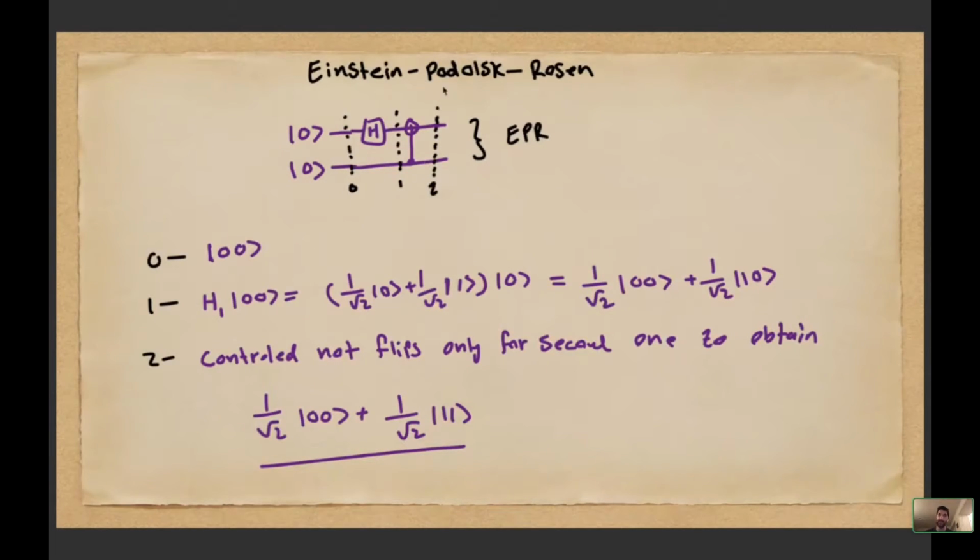Again, we break it up into time steps and we look at each time step what our state is. So at the 0th time step, we just have the 0, 0 state because we haven't done anything. At the 1st time step, we apply Hadamard only on the first register, only on the first qubit. So that gives us the Hadamard on the 0 state, the equal superposition, concatenated with 0.